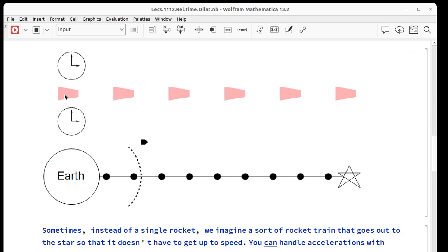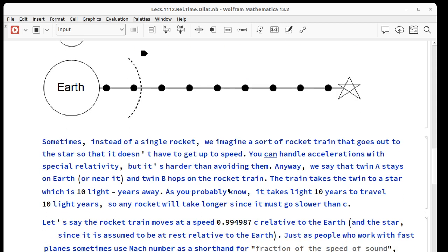We throw the baby on this high-speed train, and then we want to know, if the star is 10 light years away, how long will it take the train to get there? We know it would take light 10 years to get there because that's what a light year means. The rocket has to take longer than 10 years because it has to go slower than c. We can't have anything with mass going the speed of light. So we come up with this number, 0.994987 c.